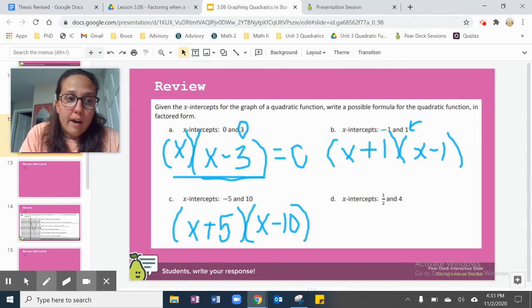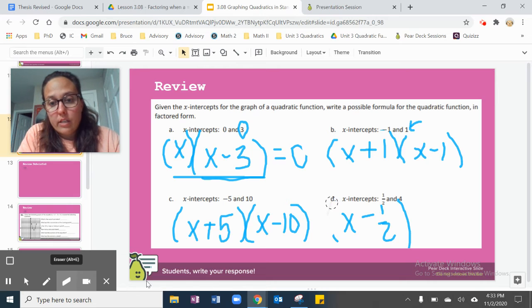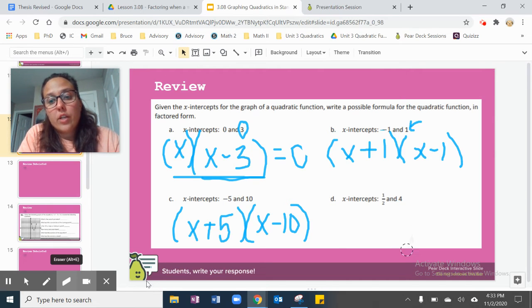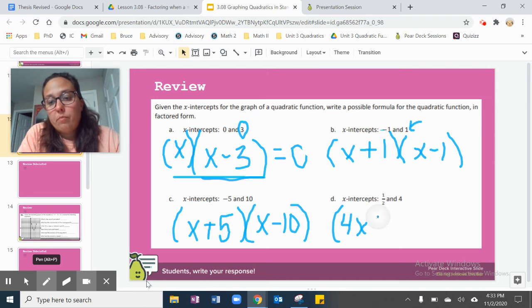For 1/2, I'm going to try and be a little more creative. Yes, you could put x minus 1/2. That's fine. And that is acceptable. Typically, that's not what we see, though. Usually, we get fractions when there's a coefficient in front of the x. So I'm going to do 4x minus 2.